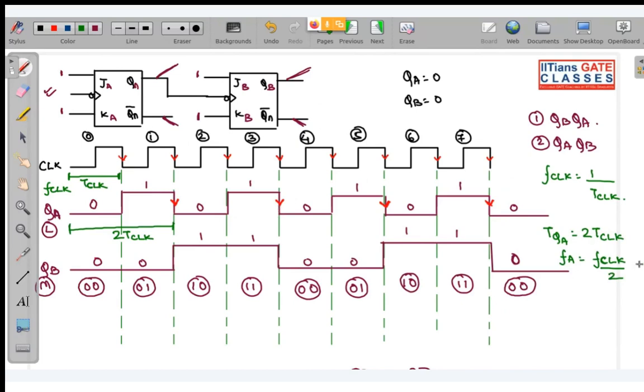Tell me if this is clear or not. And over here you can see the time period of QB is 4 TCLK. So that is why the frequency of QB will be FCLK by 4. It will be FCLK by 4, or it will be FA by 2, whichever you want to write, where FA is the frequency of QA.